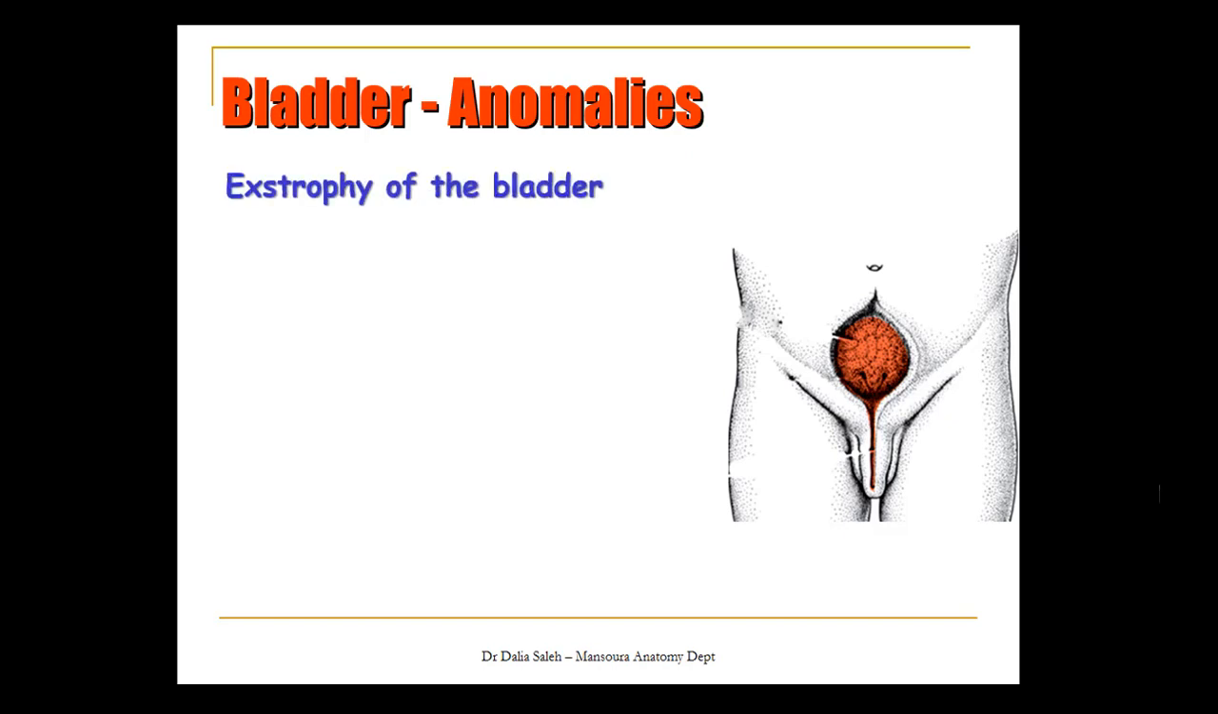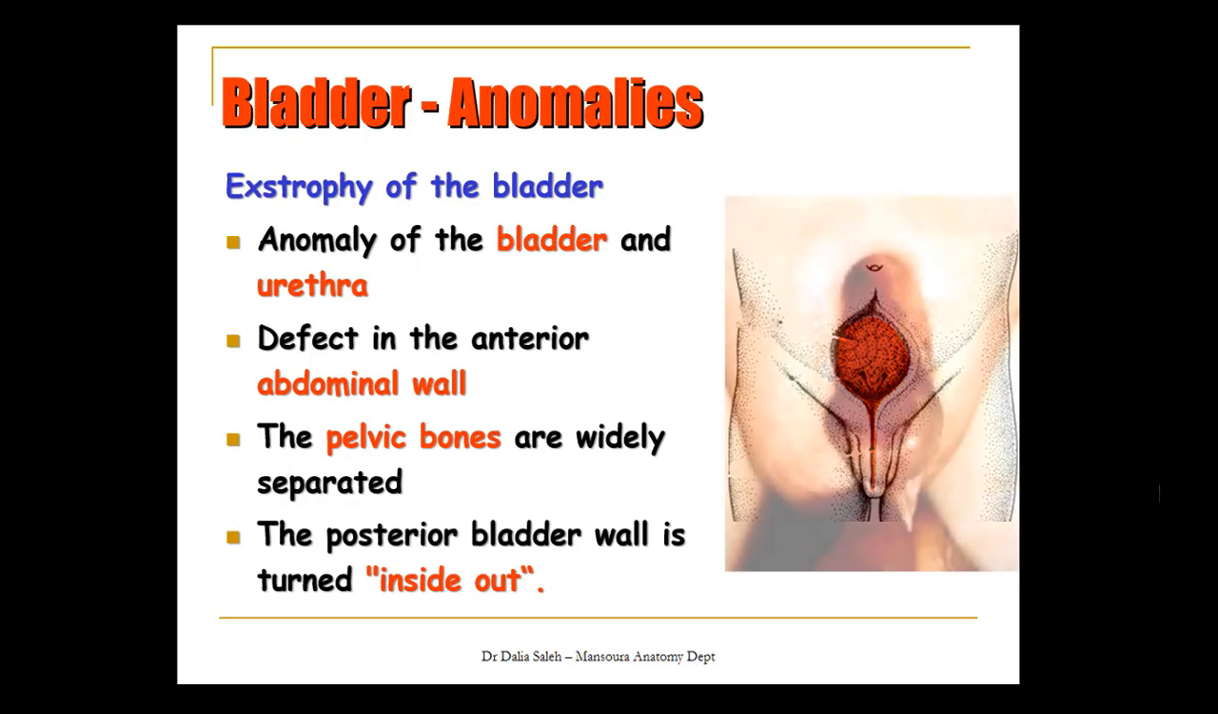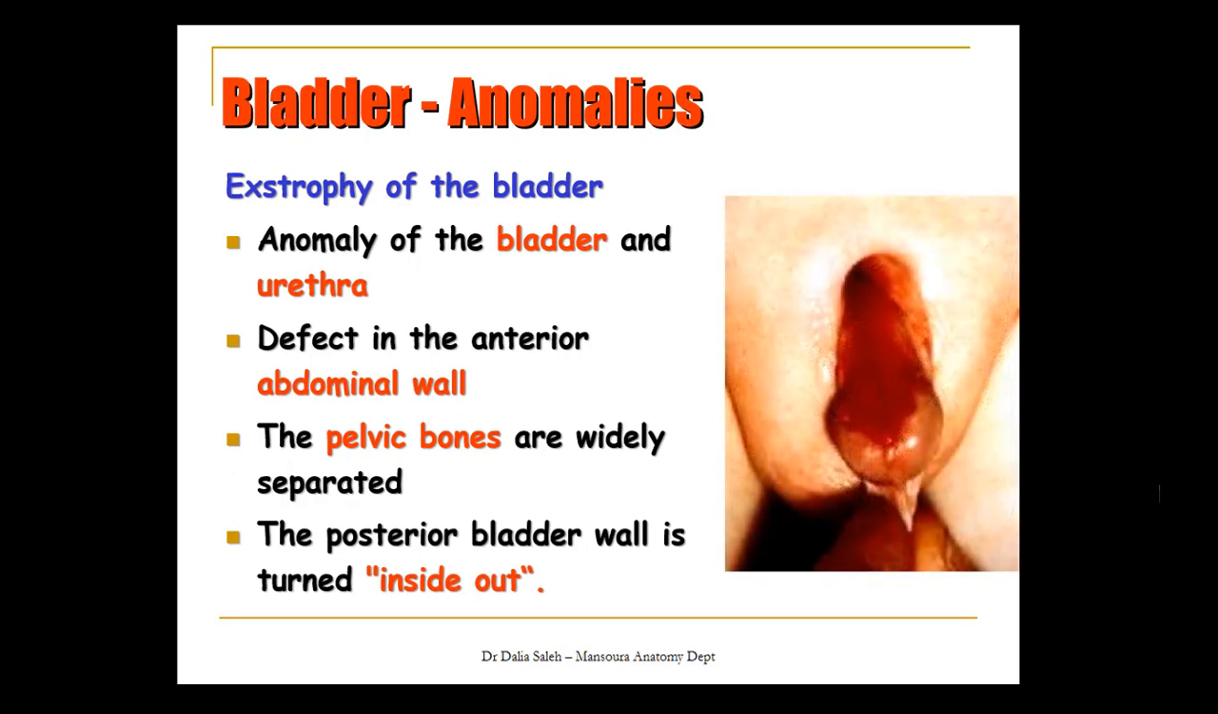Now, what about the anomalies of the urinary bladder? We have an anomaly called exstrophy of the bladder. In this anomaly, there is an anomaly of both the urinary bladder and the urethra. There is a deficiency in the formation of the anterior abdominal wall below the umbilicus, and the pelvic bones are widely separated from each other. The posterior wall of the urinary bladder is turned inside out because there is deficiency of the anterior abdominal wall and also deficiency in the formation of the bladder and the urethra.